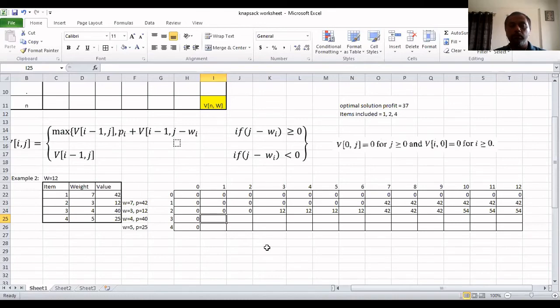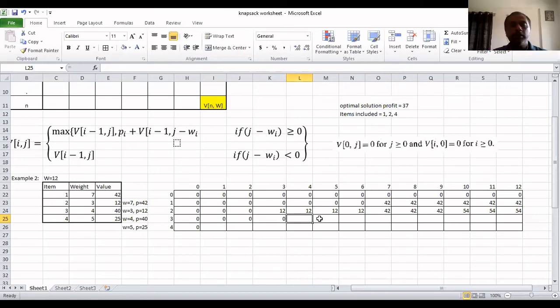Third row, by considering the third item. The third item's weight is 4. So 4 is larger than J, so therefore we take the previous profit. The previous profit is 0. So we keep repeating until we reach 4, right? No contention till there, so it remains as 0, 0, and 0. Am I right? Yes, sir.